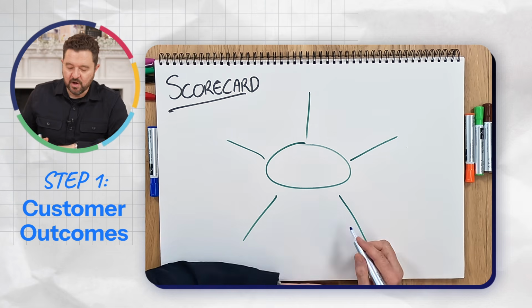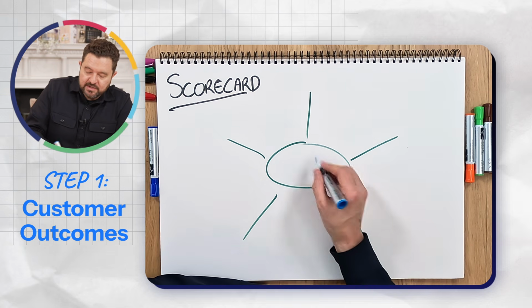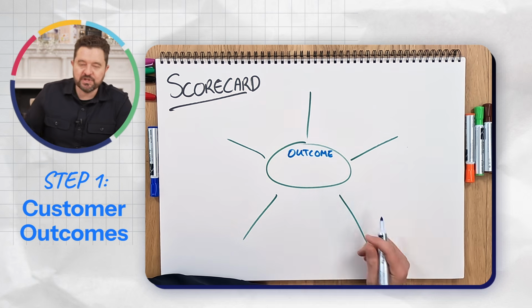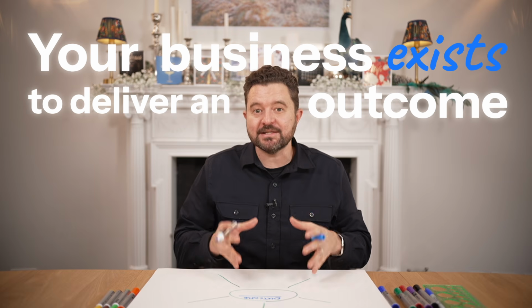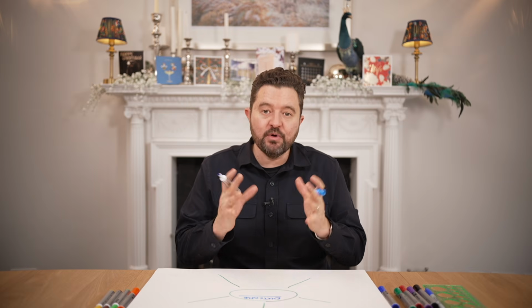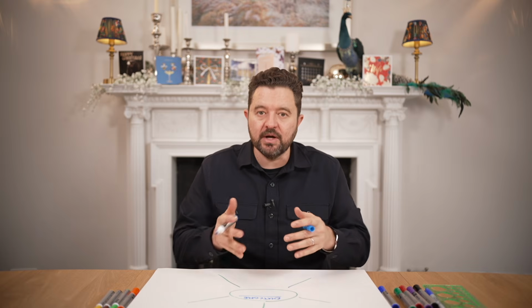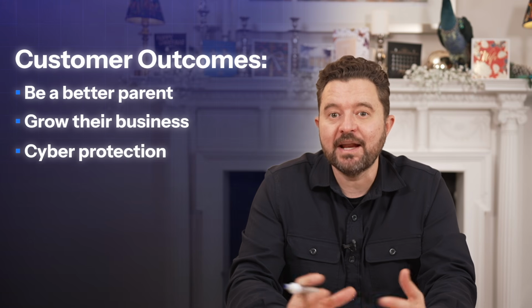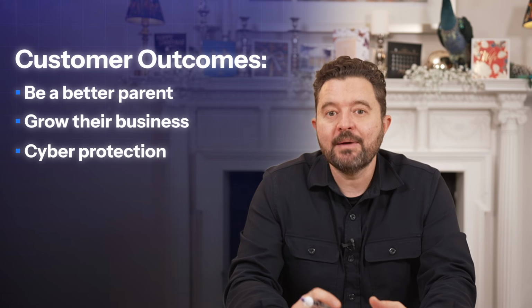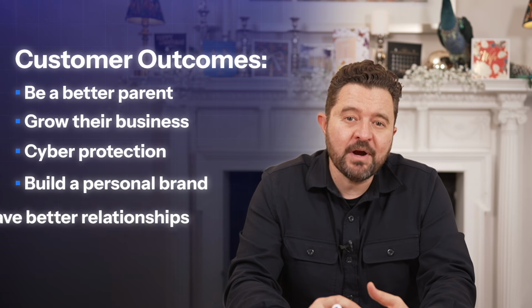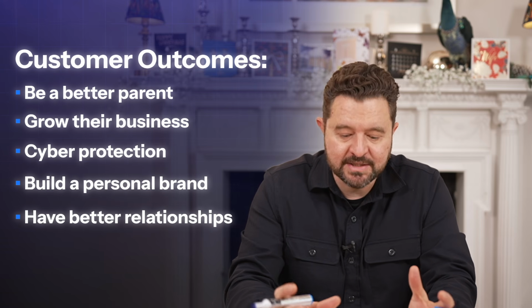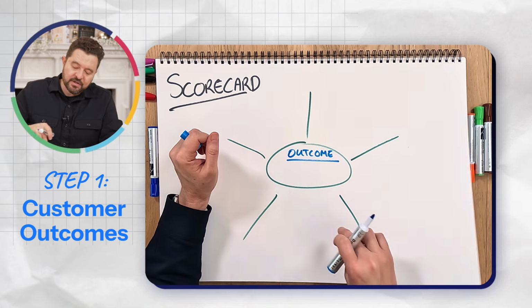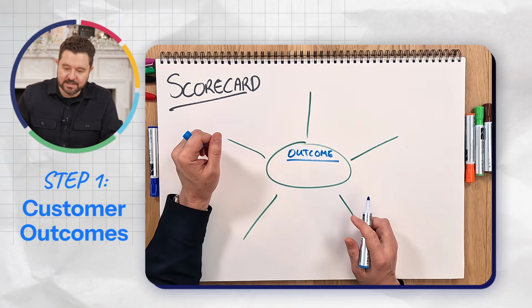Okay, so as an activity, what I want you to do is to create a circle in the middle, and I just want you to think about what is the outcome that your customers wish they could achieve, right? So your business exists to deliver an outcome, and your customers, your perfect customer, your ideal customer, they've got an outcome in mind. So maybe they want to be a better parent, maybe they want to grow their business, maybe they want to make sure they never get hacked by a cybersecurity threat. Maybe they want to build a personal brand, or perhaps they want to have a better relationship with their kids. Whatever it is, they've got an outcome in mind, and that's why they're talking to your business in the first place. So you've got to think about what is the outcome that your customers want or need.